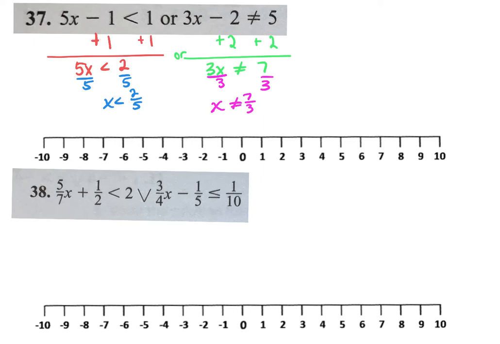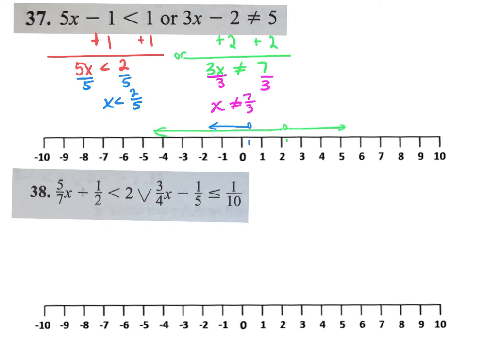This is an OR problem. So if I were to graph this left one, x is less than 2/5. 2/5 is about right here. So less than 2/5 is going to be open circle and everything that way. Does not equal 7/3. Well, 7/3 is like 2 1/3. So we're like right here. Does not equal is just an open circle and everything both directions.